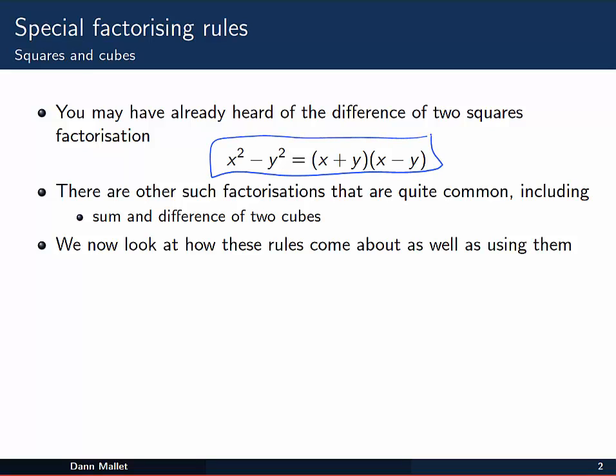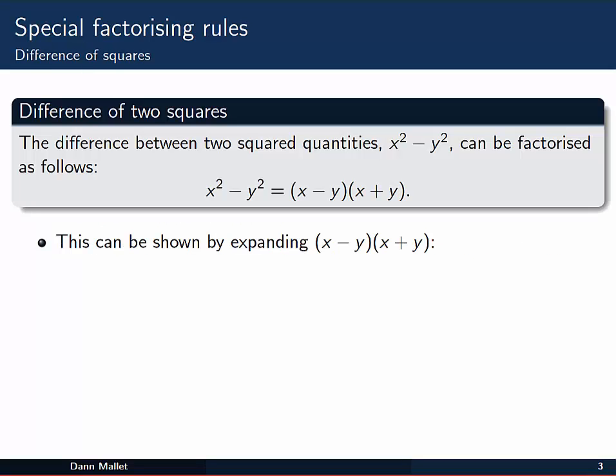x squared minus y squared, the difference of two squares, is always equal to x plus y times x minus y. Now, there's a couple of other things like this as well that are quite common, and two of them are the sum and the difference of two cubes, x cubed plus y cubed and x cubed minus y cubed. So we're going to look at how these rules come about, one of them anyway, and also look at how we go about using them.